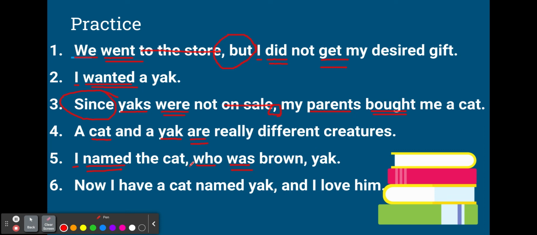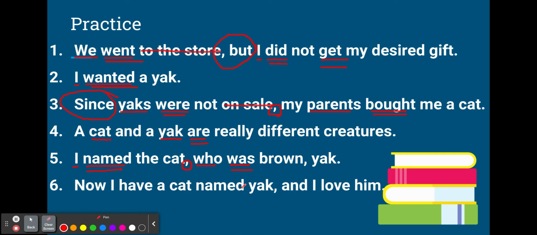And this little comma right here with no conjunction tells us that this is a dependent clause sitting right in the middle of our independent clause. And so since we have a combination of an independent clause, I named the cat Yak, that's independent, who was brown is going to be dependent. So if we have a combination of those, we're going to call it a complex sentence.